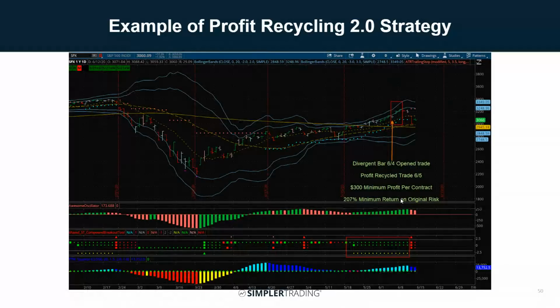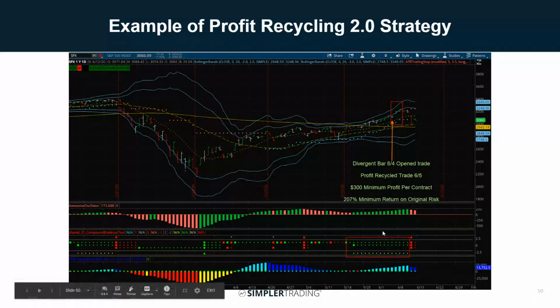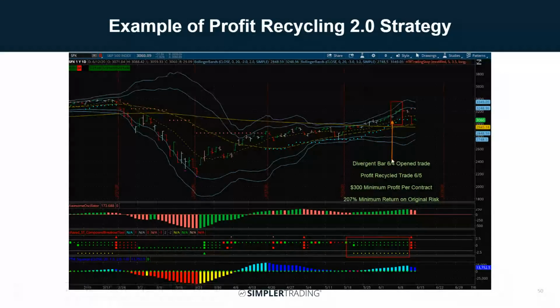And then here's SPX as well, another recent trade that I took where it had a beautiful signal of the divergent bar on the daily chart, a nice bullish signal down here on the compound breakout tool. So I opened the trade literally into the close that day on the 4th. Profit recycled it the next day when the market gapped up, guaranteed myself a minimum $300 profit per contract and a 207% minimum return on my original risk. So over 200% of a return on my original risk was already locked in for the minimum on that trade.